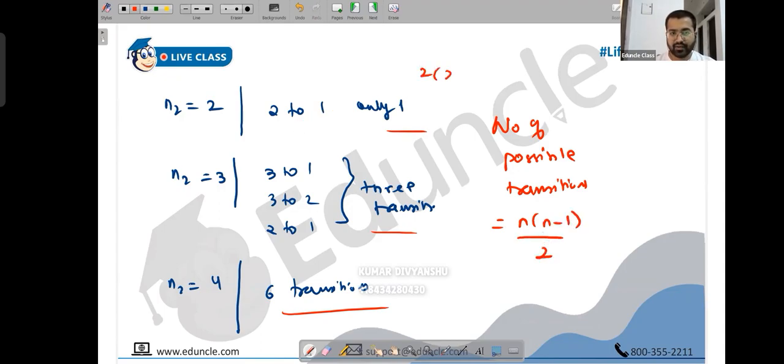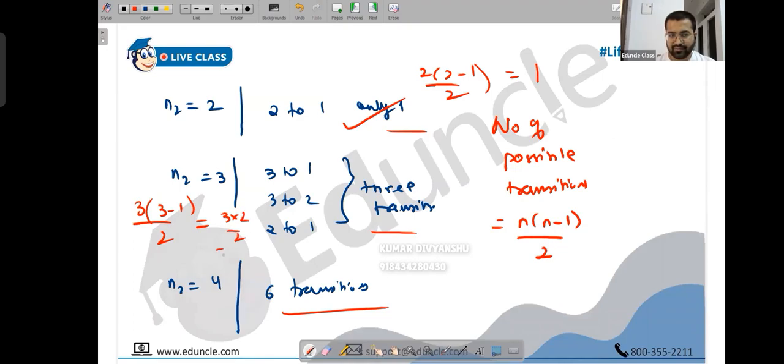Check this. So 2 into 2 minus 1 by 2, n is 2 now. I'm substituting 2. So what do we have? 2 gets cancelled, you're left with 1. Outstanding. Now n is 3. So 3 into 3 minus 1 by 2. So this is 3 into 2 by 2, 2 gets cancelled. You have a 3. Answer is 3.